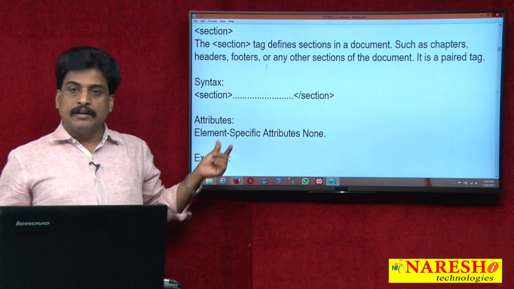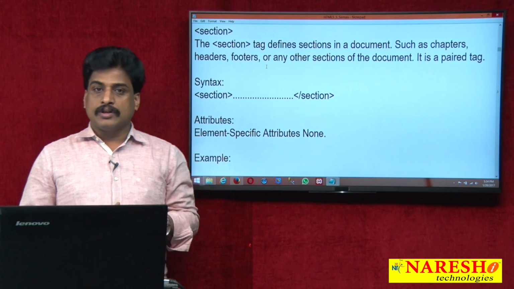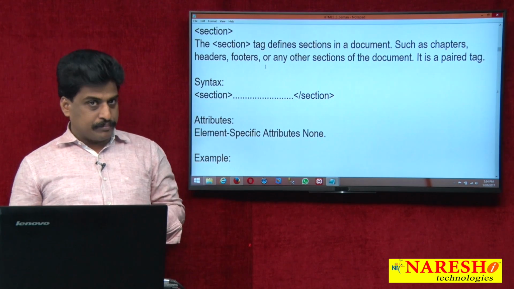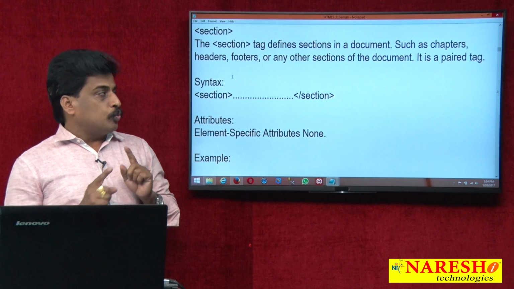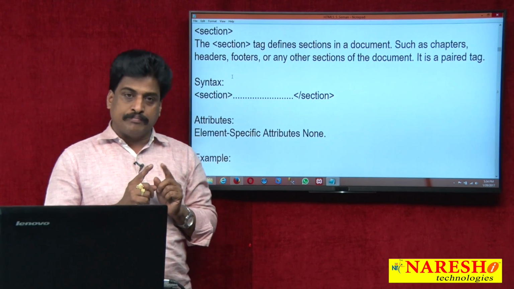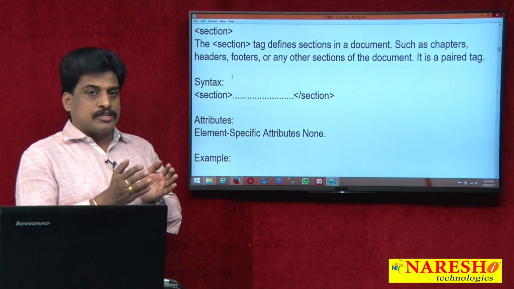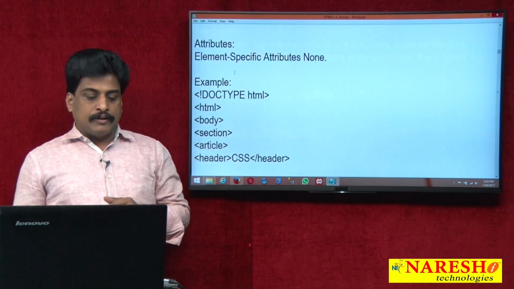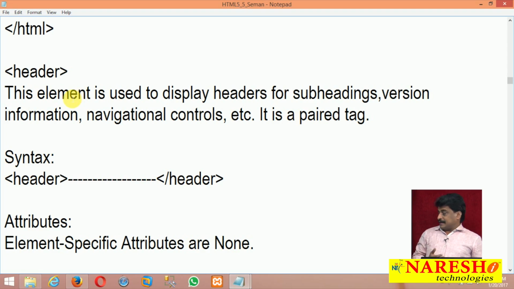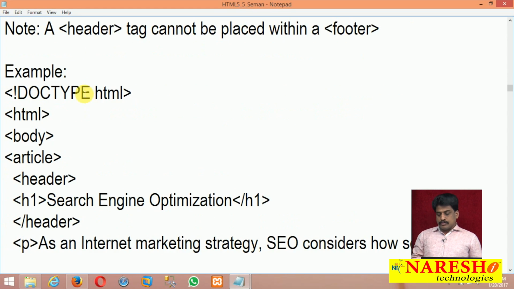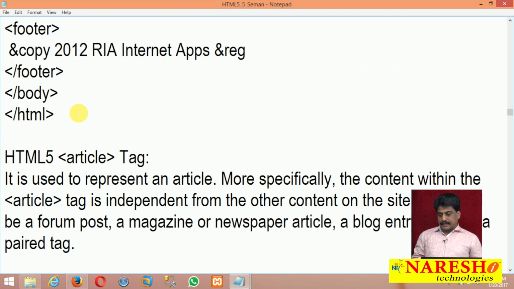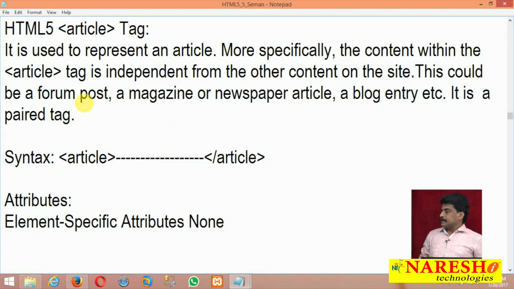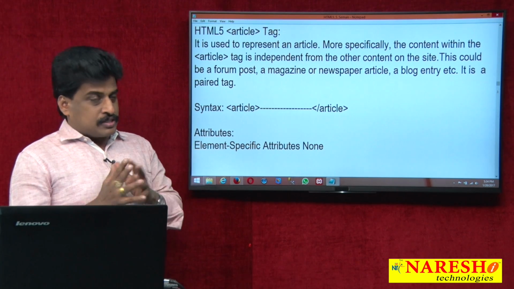It is a paired tag, no specific attributes. I will show you that example. But before entering into only one tag, one example, I will show you one example with 3-4 tags together for better understanding. Section, after that article, after that header, then footer. So first we can observe the article tag. This is the HTML5 article. Article means it is available inside a section.